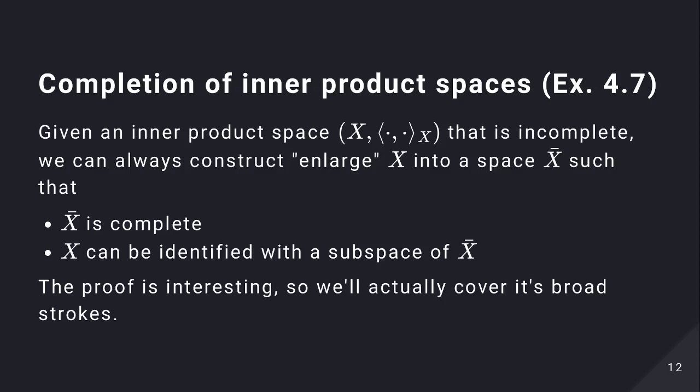So anyway, I wanted to spend a bit more time on this last big exercise, and really this last big theorem of this section is that given some inner product space X with its inner product, if it is incomplete, so it's not Banach, we can actually always construct or enlarge X into a space X bar such that X bar is complete, and we can identify X with some subspace of X bar. And the proof is pretty interesting, at least the sketch of the proof.